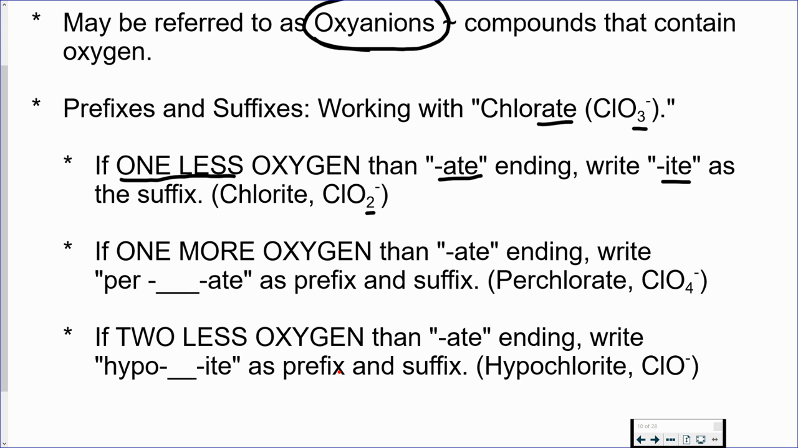Now, on the other hand, what happens if I gain? So this is going to be a gain. Gain 1 oxygen. So 1 more oxygen. Now we're going to keep the ending of -ate, but now we have to add a prefix. So the prefix then becomes per, meaning 1 more, and we add 1 to the 3, and it becomes 4, giving us perchlorate.